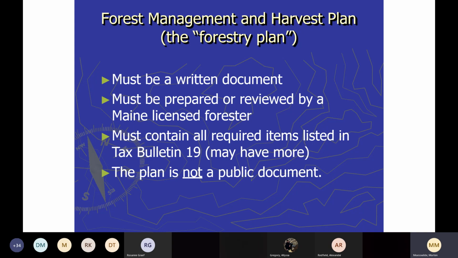It must be prepared or reviewed and signed by a Maine licensed forester. Essentially, that means that most plans are, in fact, written by a licensed forester. Most of them will not simply review a plan that a landowner has produced. It must contain all the required items in Tax Bulletin 19. So I'll make reference to that a few times, but that's a good source for understanding really what is required. The plan itself is not a public document. So by virtue of having a plan done, you don't automatically make that information public. In fact, towns are required to keep that information confidential.